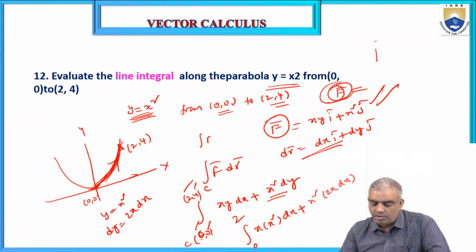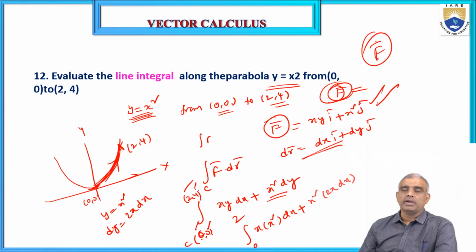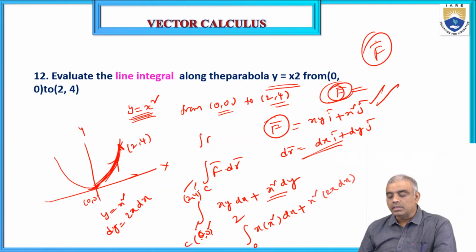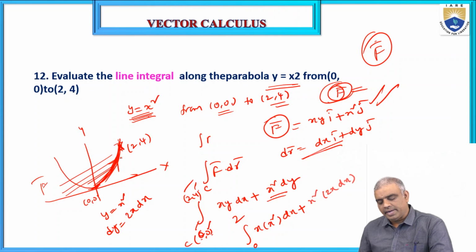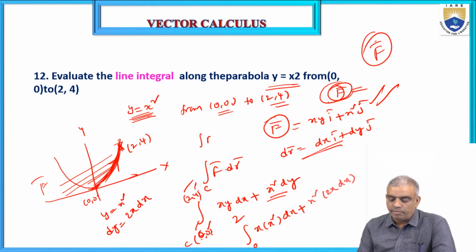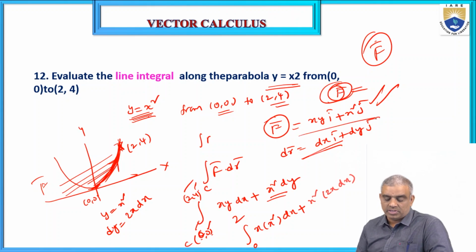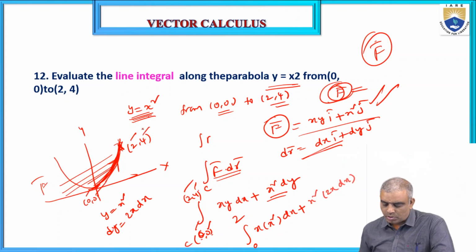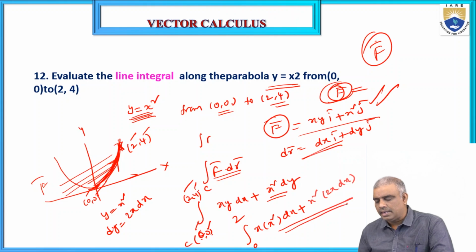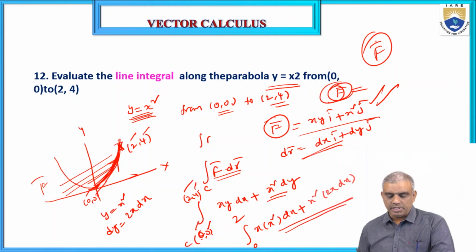So for any line integral, you need f bar. F bar is a vector point function which is defined on the line, here part of the parabola. Then the line integral is defined as f bar dot dr bar. As f bar is not given, I assumed f bar as another function. Then find f bar dot dr bar, and this is xy dx plus x square dy. Because all terms have been calculated in terms of x, we take the limits from 0 to 2.